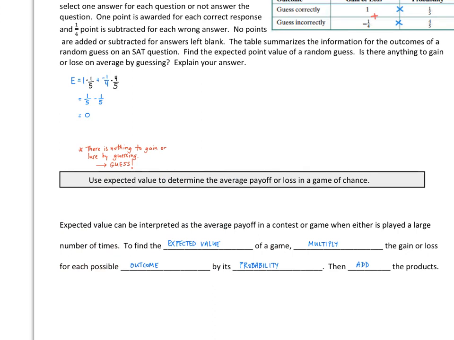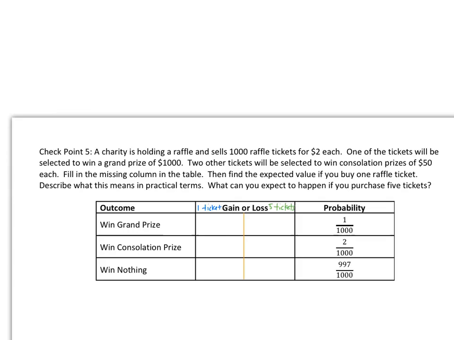Now we'll get into expected value dealing with average payoff or loss in a game of chance. So we're going to calculate it the same way. Expected value can be interpreted as the average payoff in a contest or game when either is played a large number of times. So remember, expected value deals with the long run. So to find the expected value of a game, multiply the gain or loss for each possible outcome by its probability, then add the products. This is what we've been doing all along. It's just a different type of example.